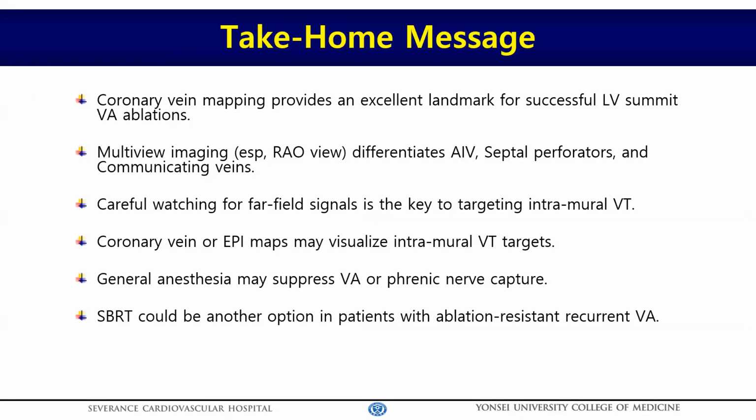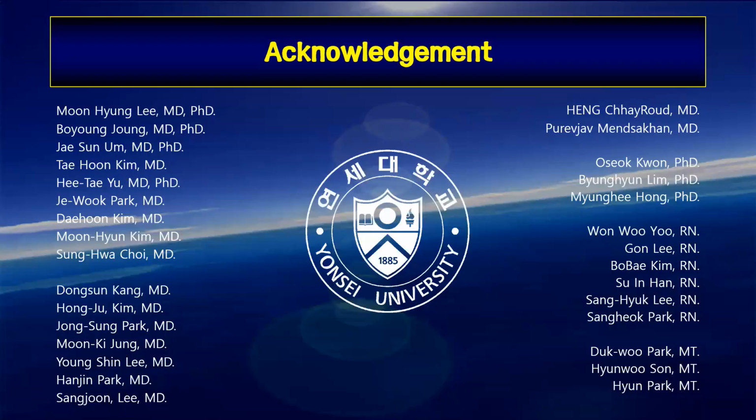This is my take-home message. Coronary vein mapping provides an excellent landmark for successful LV summit ventricular arrhythmia ablation. Multi-view mapping, especially the aerial view, differentiates the AIV, septal perforator and communicating vein. Careful watching for far-field signal is key to targeting intramural VT. Coronary vein or epicardial map may visualize intramural VT targets. General anesthesia may suppress ventricular arrhythmia or phrenic capture, and SBRT could be another option in patients with ablation-resistant recurrent VT. Thank you very much for your attention.